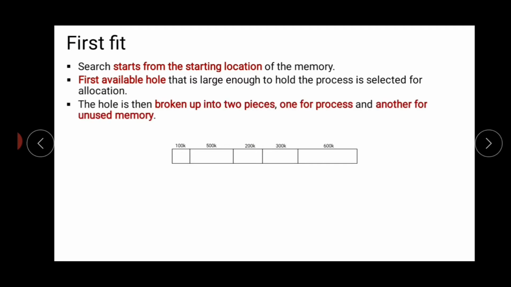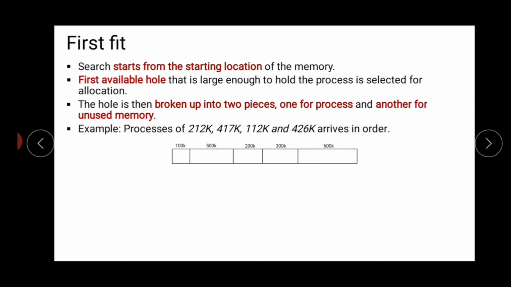The hole is broken up into two pieces, one for the process and another for the unused memory. When a process is allocated a block, that block is divided into two parts: the first is the allocated part and the next is the unallocated part, which is unused memory. Let us see the example. Here we have four different processes having different sizes. How will these four processes be allocated to the blocks?